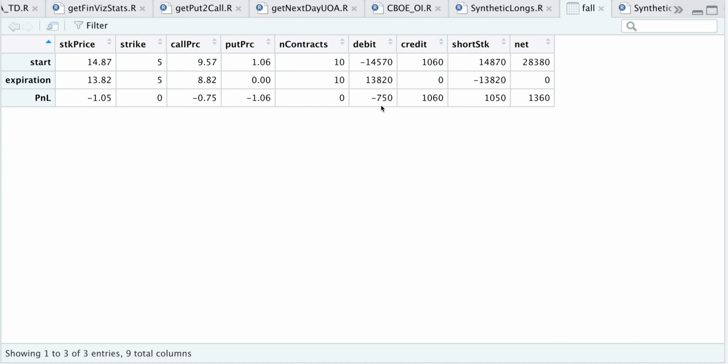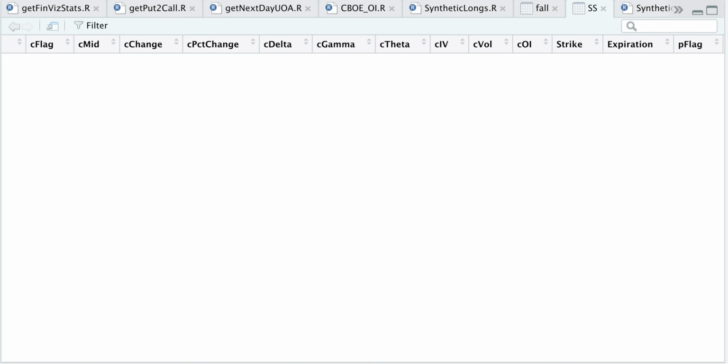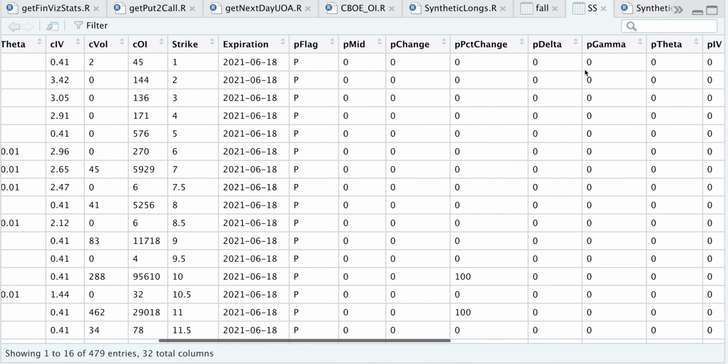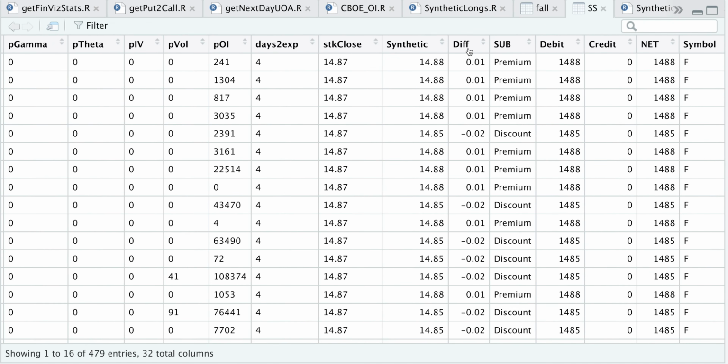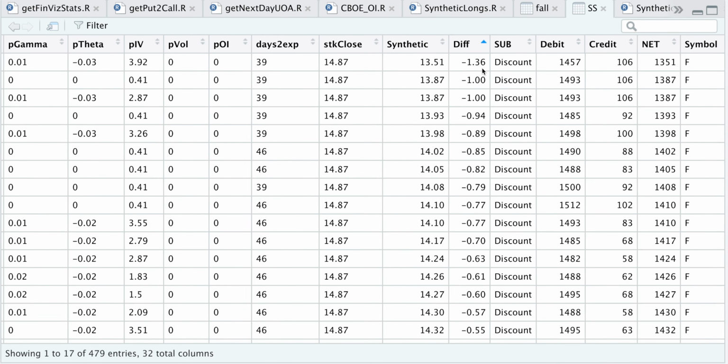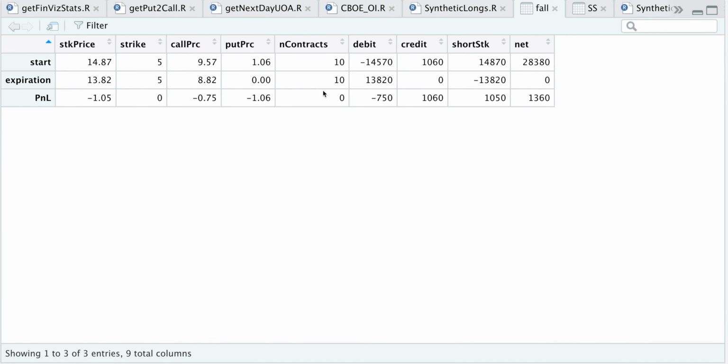So if we add these three, we get $13.60, which, if you remember, if we take a look at our synthetic long data frame and we sort this by our difference, it is essentially the $1.36 multiplied times 100 by the number of contracts. So it does coincide with this payoff, and all we had to do was just buy at these prices and hold until expiration.